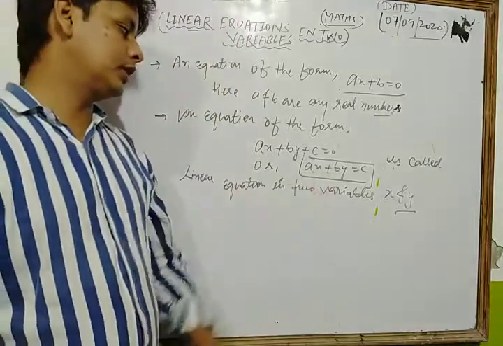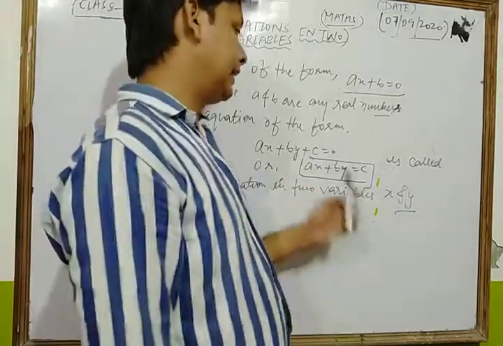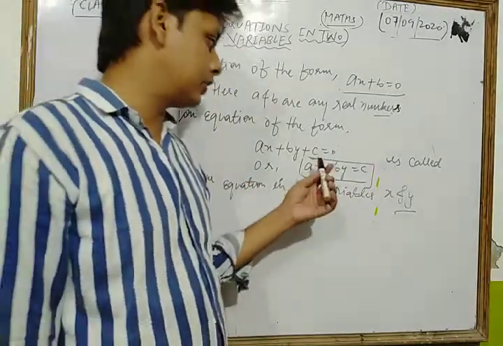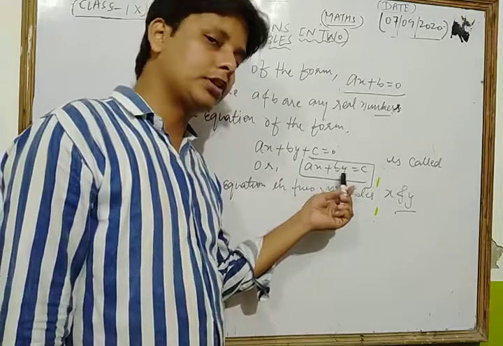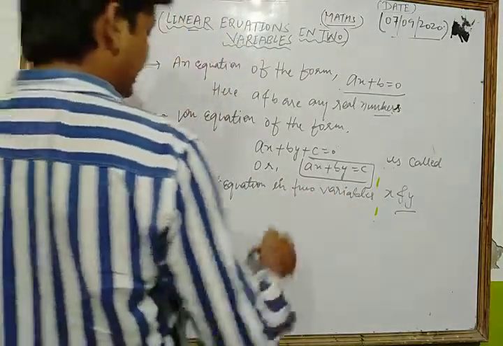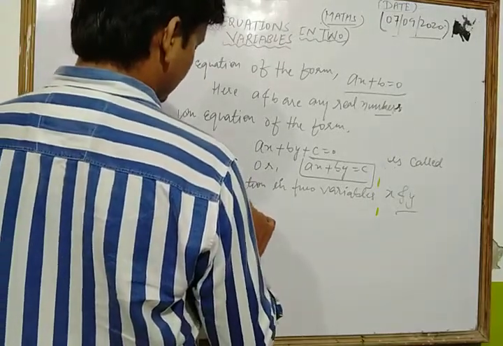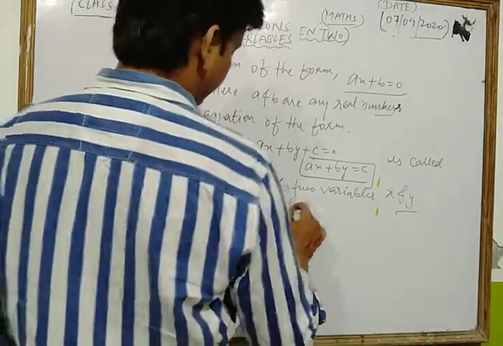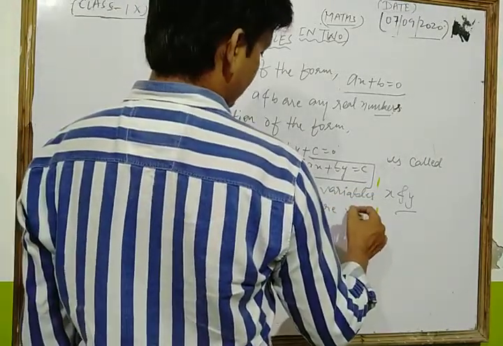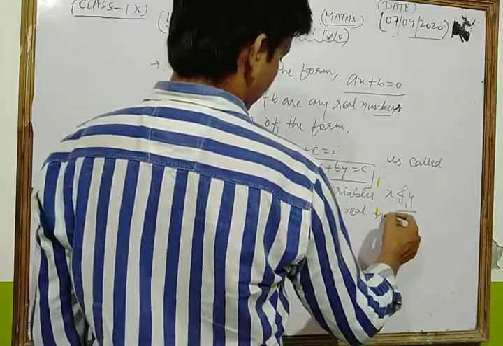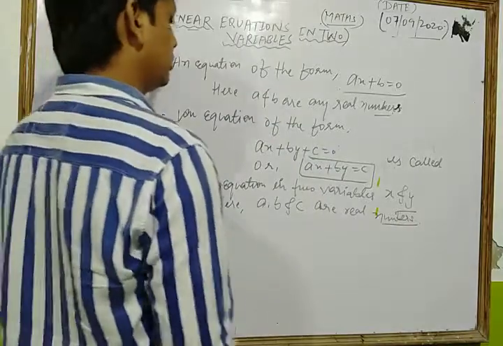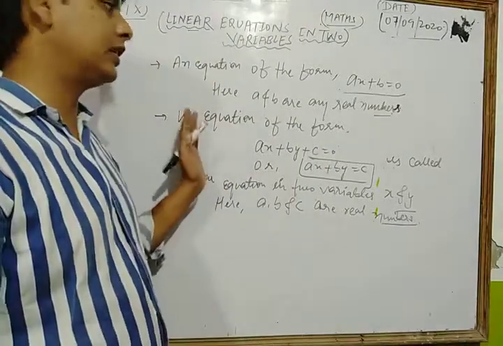Dear students, why is that equation said to be a linear equation in two variables? Because it is linear, since all its variables are of degree 1. Two variables in the sense that the equation contains two variables x and y. Okay, and here a, b and c are what? Real numbers. So dear students, this is the concept of linear equations.